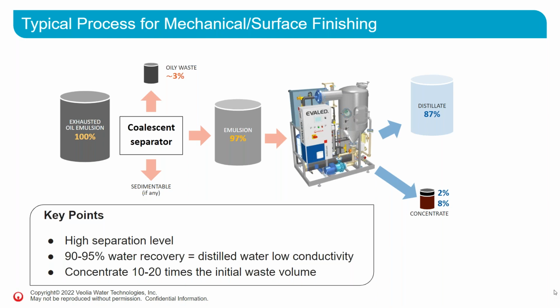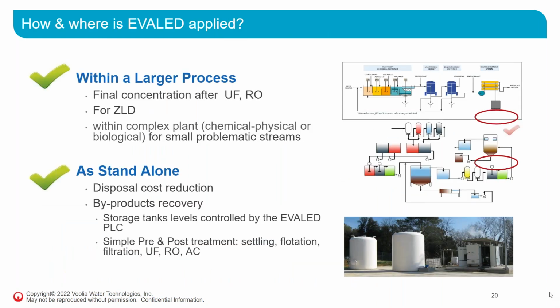This is the general rule of thumb for most of the finishing processes that we're seeing: around an overall 90% recovery of the system, which is going to dramatically reduce your hauling costs for this application.